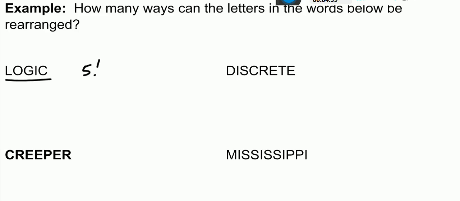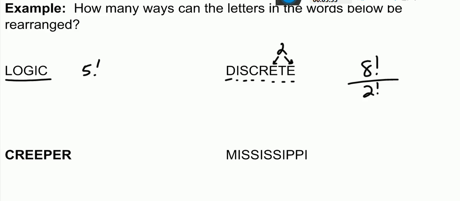Now when you look at the word discrete, like in discrete math, there are 2 E's. There are 1, 2, 3, 4, 5, 6, 7, 8 characters. So if we treated them all as unique characters, there would be 8 factorial ways. But every time I swap these 2 E's, I won't be able to tell the difference. So if I count swapping the 2 E's as a different string, it's not really different. So I have to undo that overcounting by dividing by 2 factorial because there were 2 E's repeated.